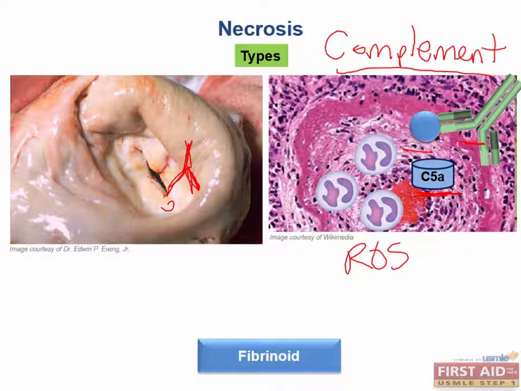What type of hypersensitivity? Ooh, that's a good immunology question. What type of hypersensitivity is rheumatic fever? So it's an antibody just binding to cells directly. That is cytotoxic, right? Cytotoxic to cells, that is type 2, cytotoxic.